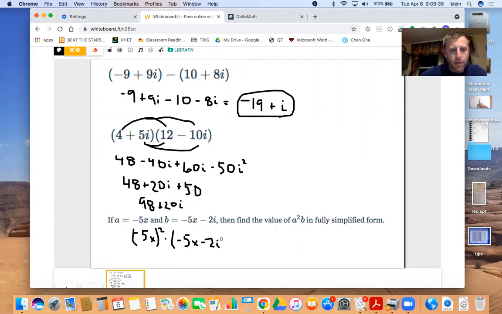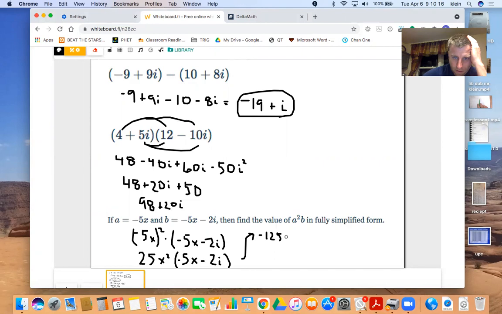So we've got to do that squaring there first. Remember, when you square this, it's like negative 5x times negative 5x. It'll be 25x squared. And then we're timesing that by this binomial, which means we're going to distribute, right? Distribute to both terms of this binomial. So 25 times negative 5 is negative 125. X squared times x is x to the third.